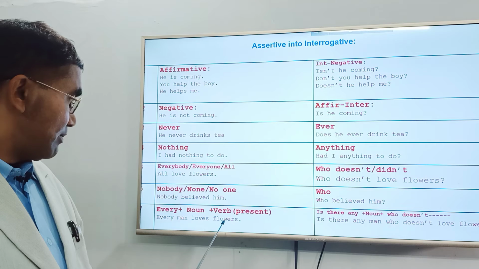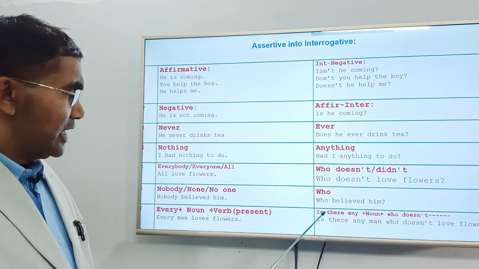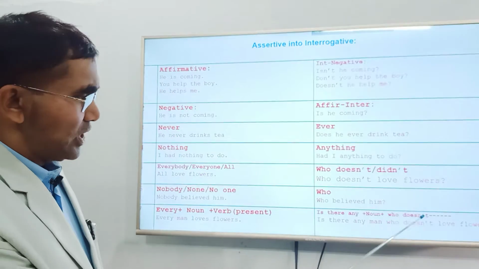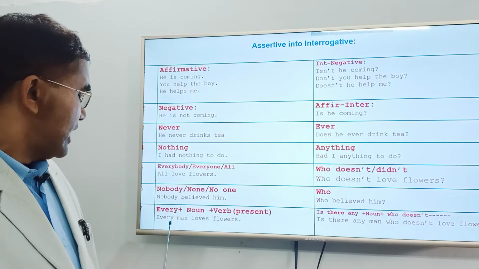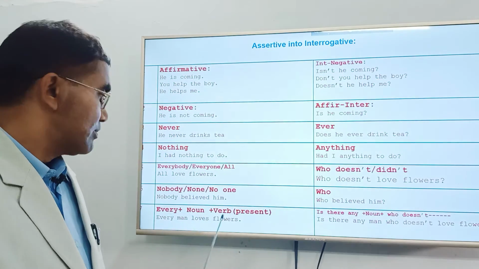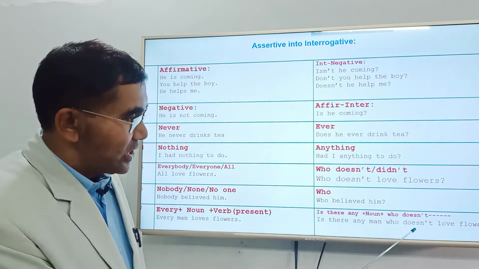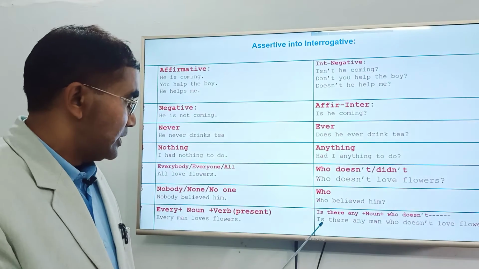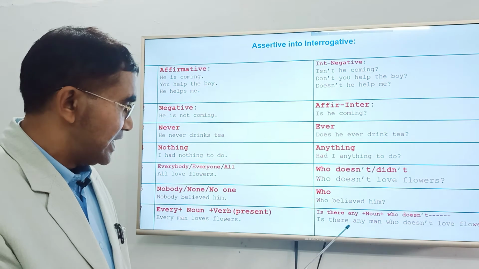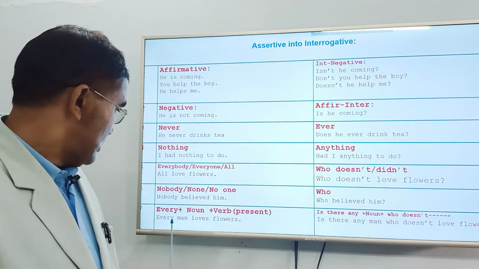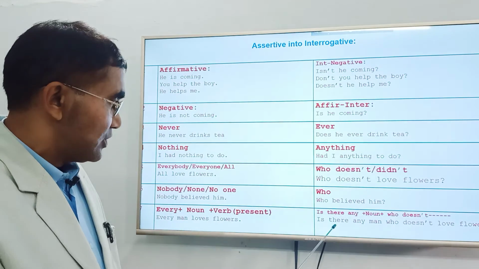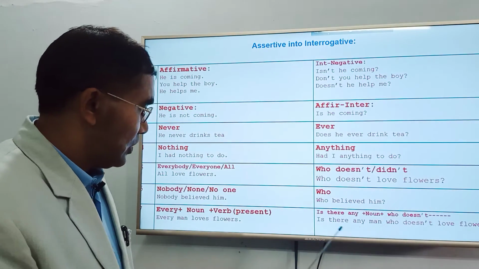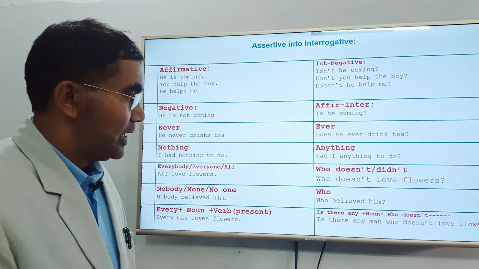Okay. Then every plus noun plus verb present. Every man loves flowers. The interrogative form will be: is there any plus noun plus who doesn't? So the interrogative form of this sentence will be: is there any man who doesn't love flowers? So notice the sense here. The sentence has started with is there any, then we have used man, then who doesn't plus verb. Is there any man who doesn't love flowers?